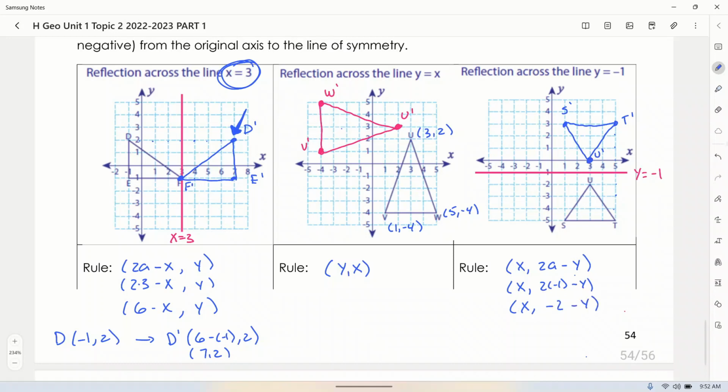And again, we can test this, and let me go ahead and test this with U. U is the point 3, -2. So let's apply our rule. Our rule is going to be x, comma, -2 minus the y value. So it's going to be 3, 0. And is that where we are? Yes, absolutely it is.